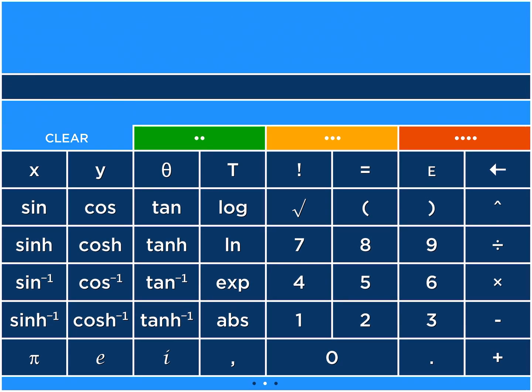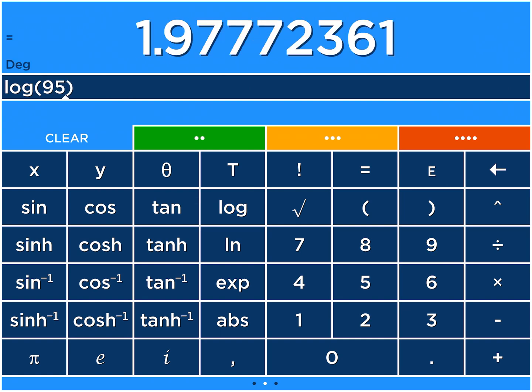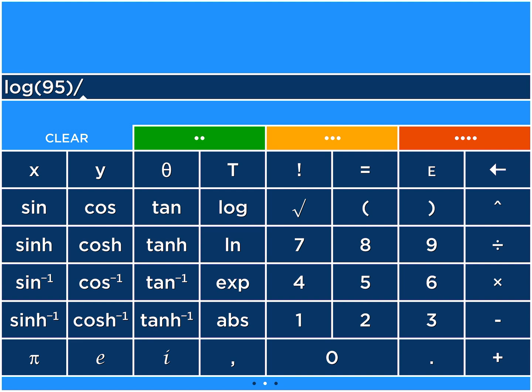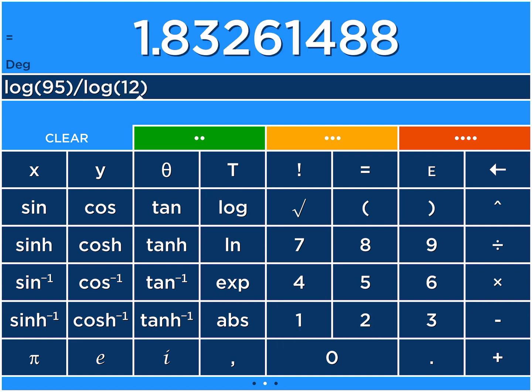Here's a calculator. And let me clear that stuff out. We're going to take log of 95. So log of 95. Notice the parentheses are closed right there. I'm going to now divide that by the log of 12. And so I get this number right here.